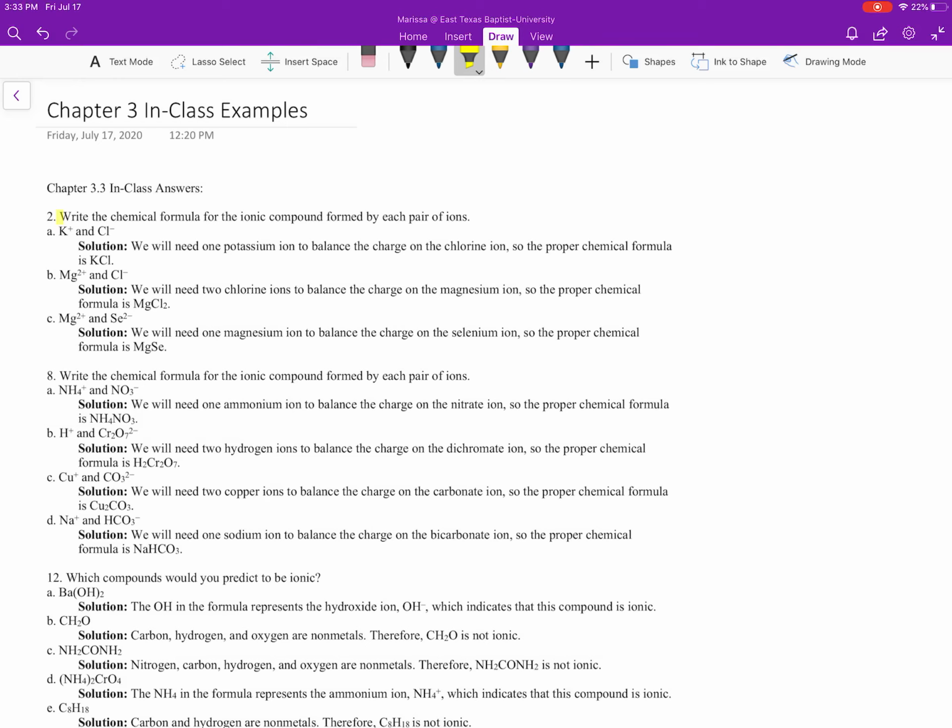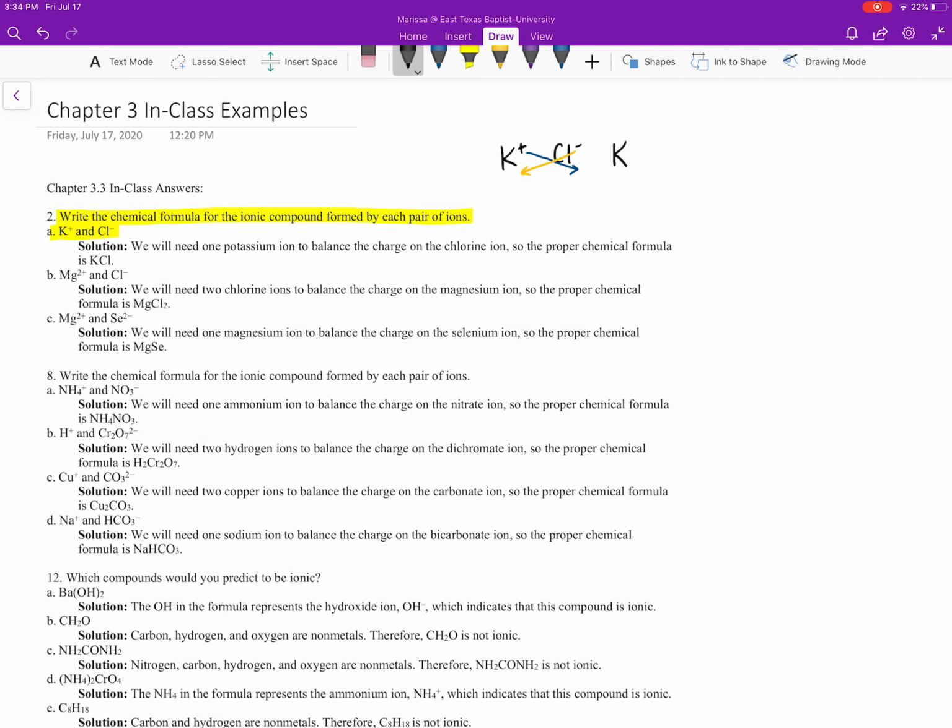We're going to practice writing some chemical formulas for these ionic compounds based on the ions that were given. The easiest way to do this is something I call swapping charges. The 1 plus is going to come behind the chlorine. The 1 minus is going to come behind the potassium, and then we're going to take the absolute value of the numbers. So we're going to get rid of those positives and negatives.